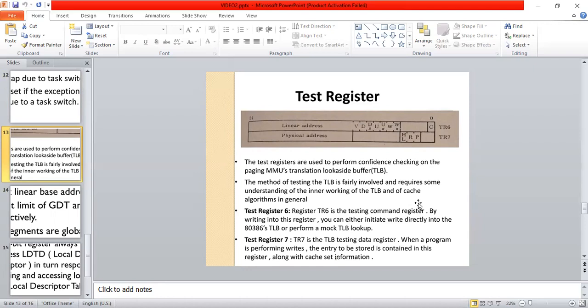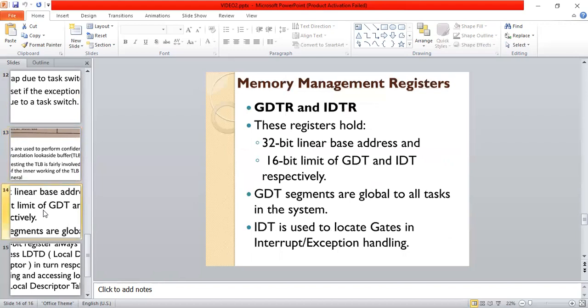Test register 6 is a testing command register. By writing into this register, you can either initiate a write directly into the 80386 TLB or perform a mock TLB lookup. Test register 7, TR7, is the TLB testing data register. When a program is performing a write, the entry to be stored is contained in this register along with the cache set information.